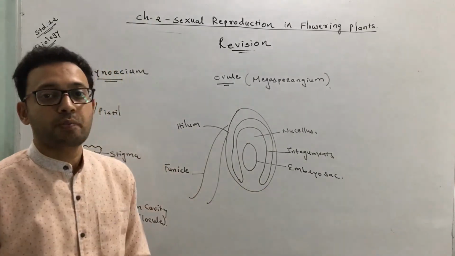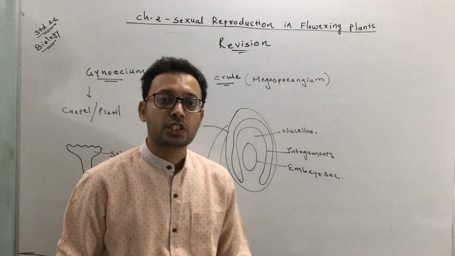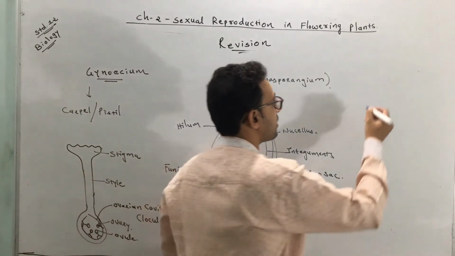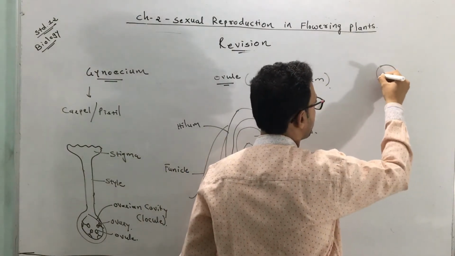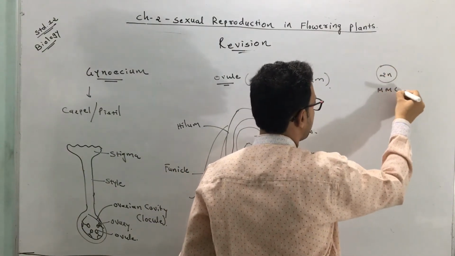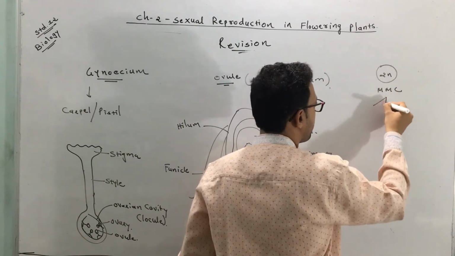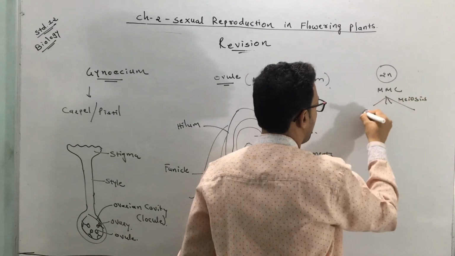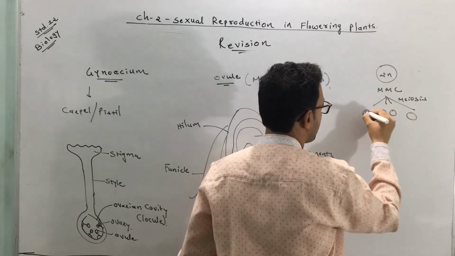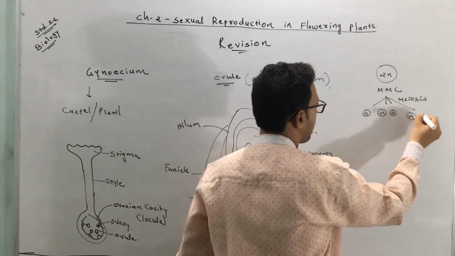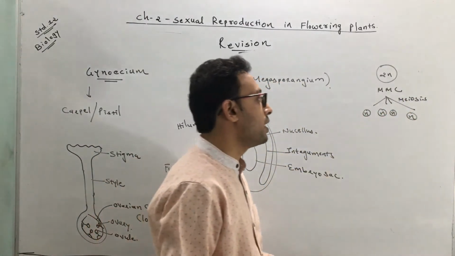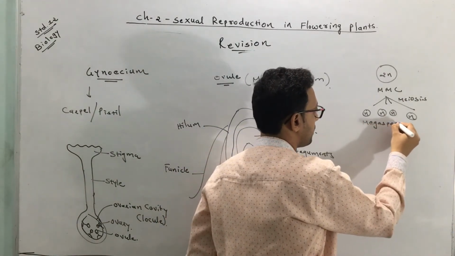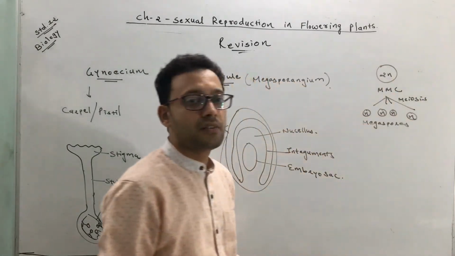Now how does the process occur? Megasporogenesis means the process of formation of megaspore from megaspore mother cell. So here the megaspore mother cell, 2n, divides meiotically, means the process that occurs is meiosis. So obviously you know how many daughter cells are produced? 4 daughter cells, each containing half the number of chromosomes, n, and they are called megaspores. So one megaspore mother cell generates 4 megaspores.